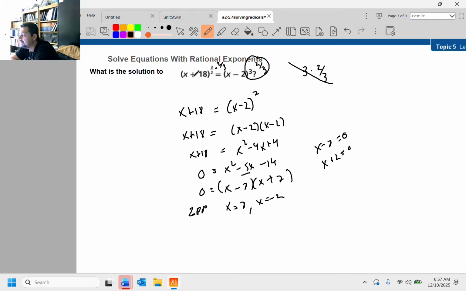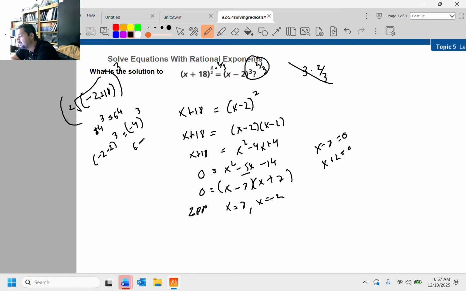So let's see here. We have x + 18. That's −2 + 18 to the 3/2, which is going to be the square root cubed. It's going to be the square root of 16, which is 4. 4 cubed is 64. Now, on the right-hand side, letting x be −2, I'd have (−2 − 2) cubed, which is, again, (−4) cubed, which is −64. So −2 works.